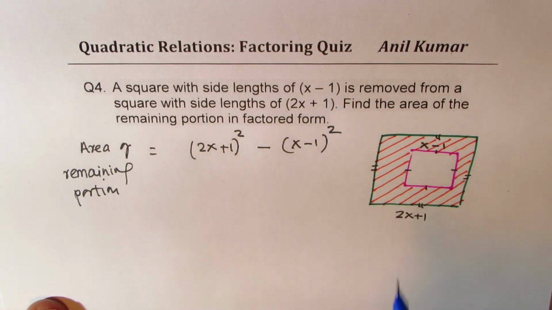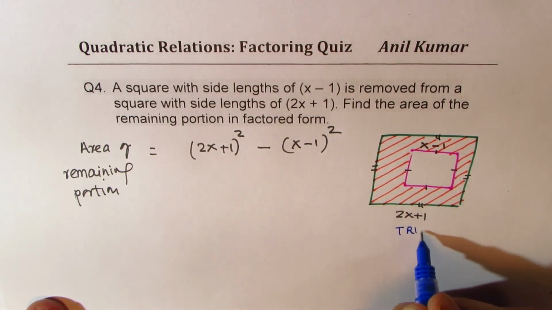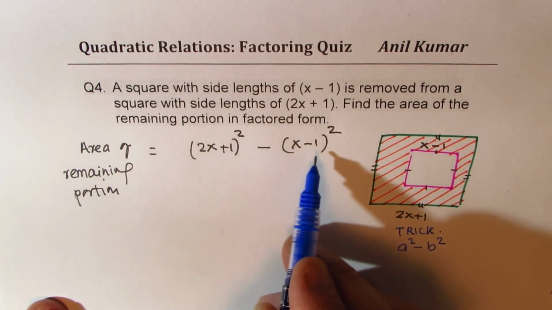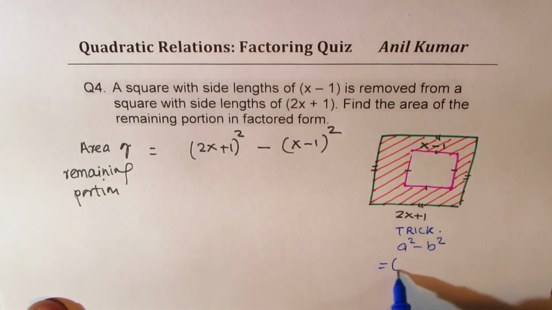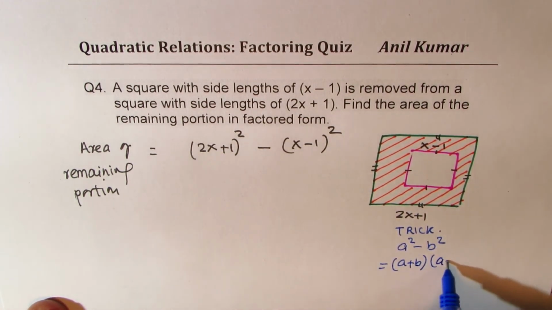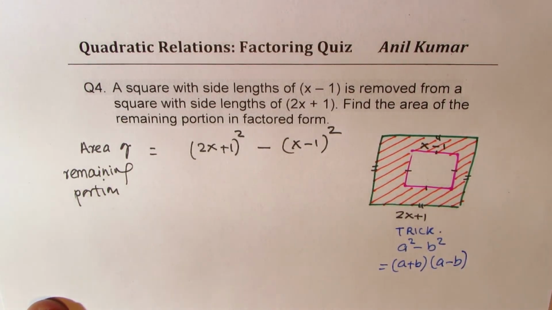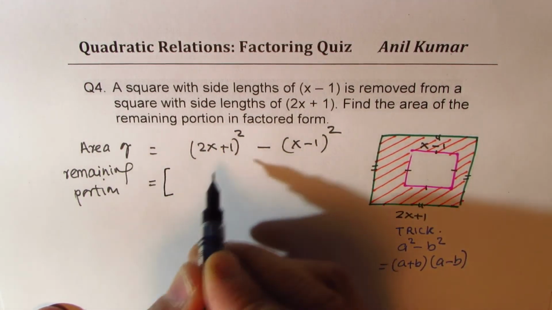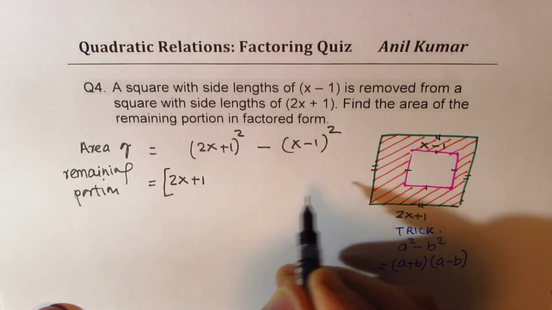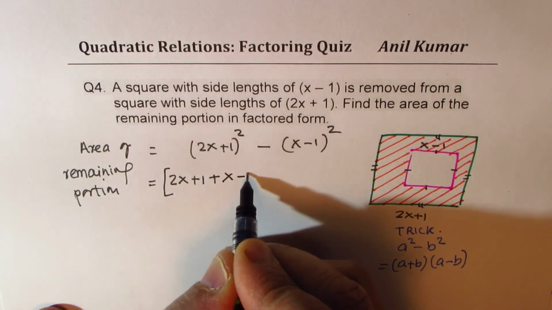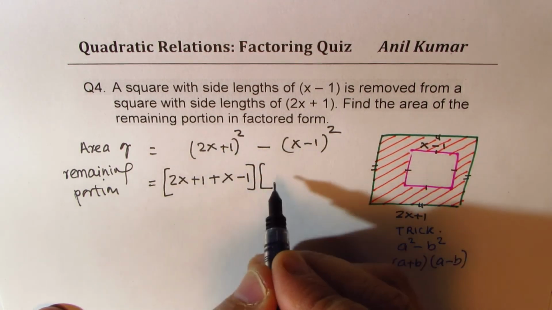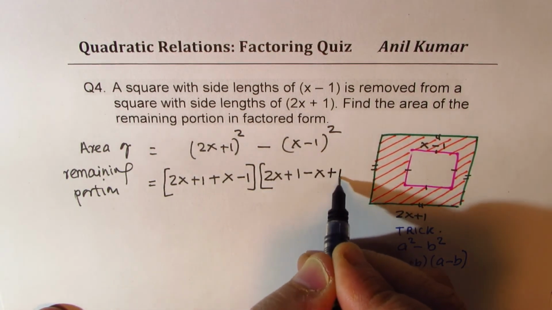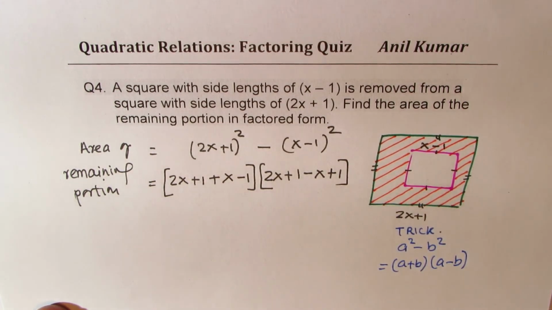Now since we need in factored form, here is a trick. So trick is to use a square minus b square. These are squares, right? A square minus b square is a plus b times a minus b, right? So I'll use this. So I could write this as sum of these two. So I could write this as 2x plus 1 plus x minus 1 times difference of these two. That is 2x plus 1. Difference, I'll just change the sign, minus x plus 1. Does it make sense to you? That means difference of 2, right?